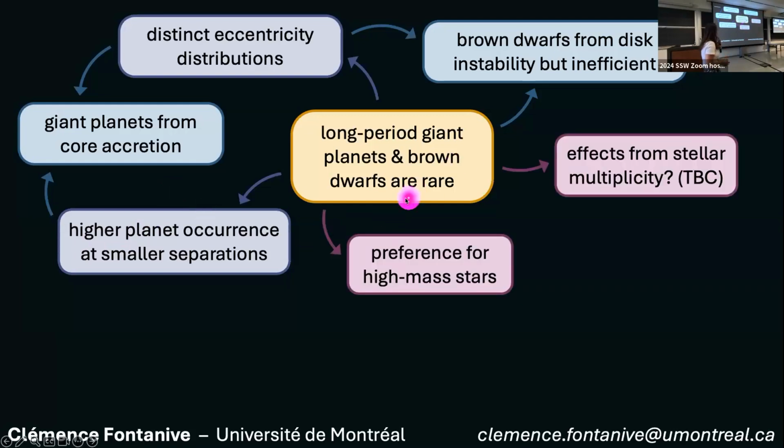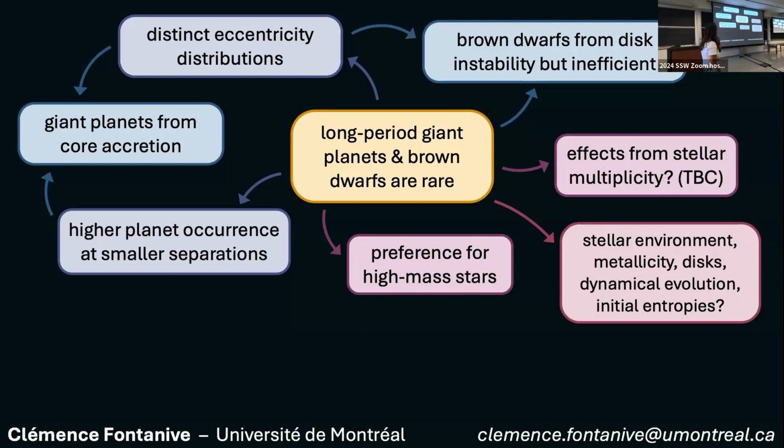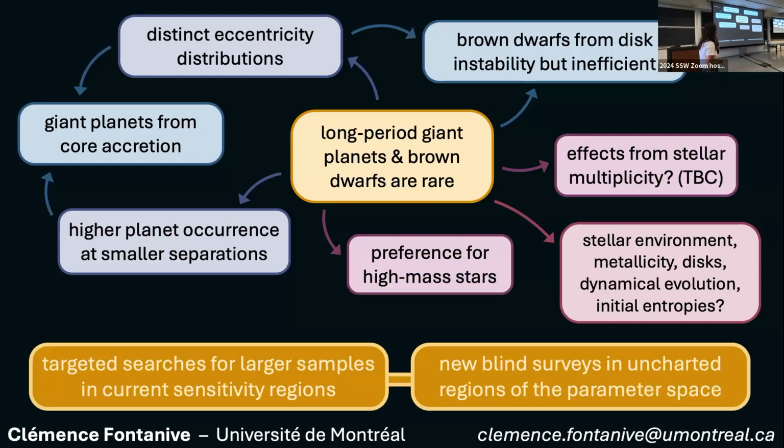There seems to be a preference for giant planets to be around higher mass stars, possibly with lower mass ratios and wider orbital separations allowed. The effect of stellar multiplicity is not really understood at the moment. And finally, there's a lot more things that I didn't have time to mention or that are still not very well explored at the moment, like the effect of stellar environment, the host star metallicity, a correlation between the existence of planets and the presence of debris disks, what happens with dynamical evolution, if we have initial entropies right. So a lot more things to explore.